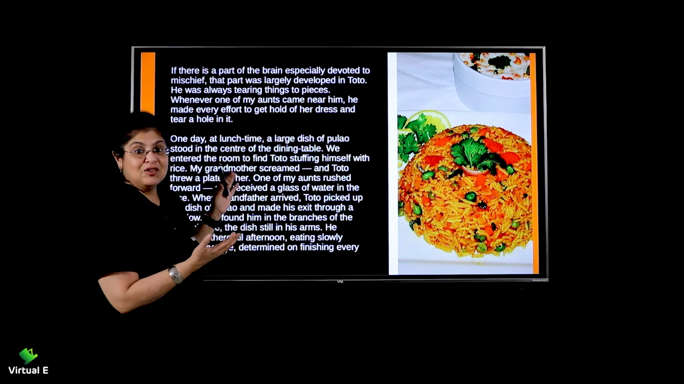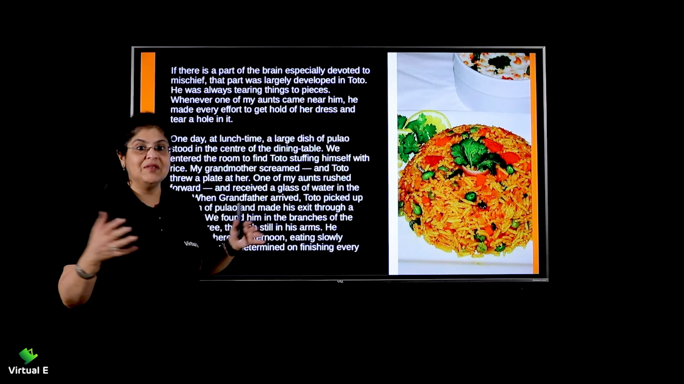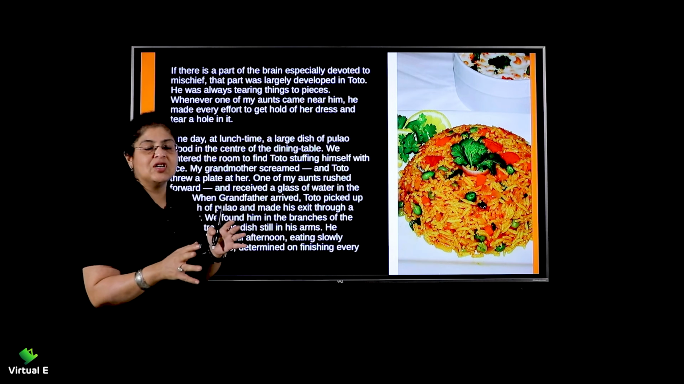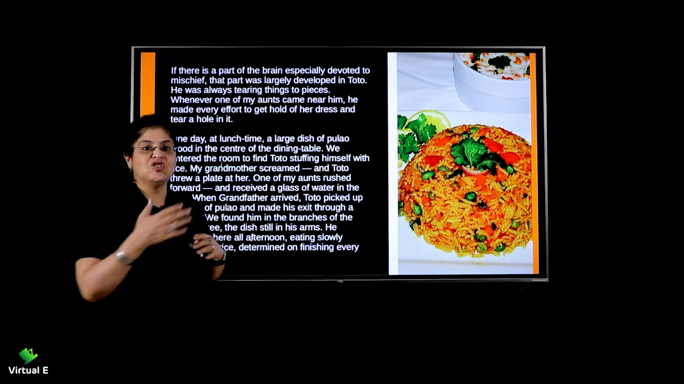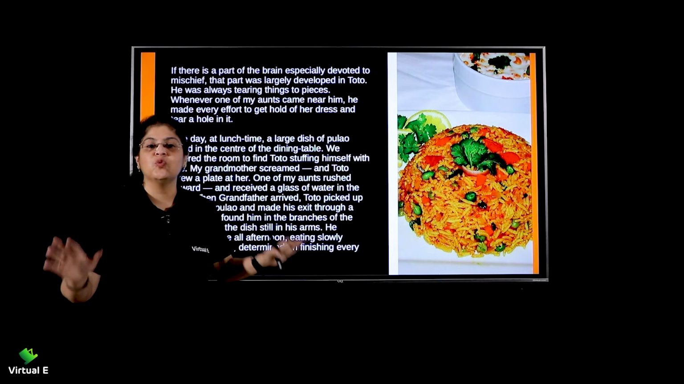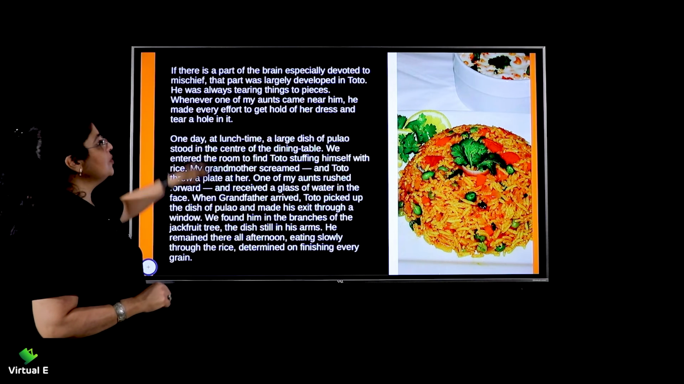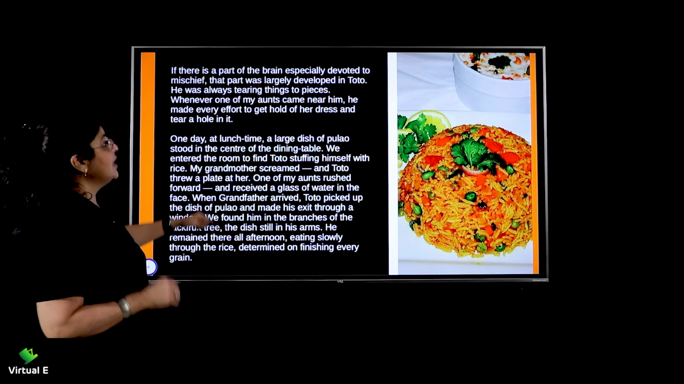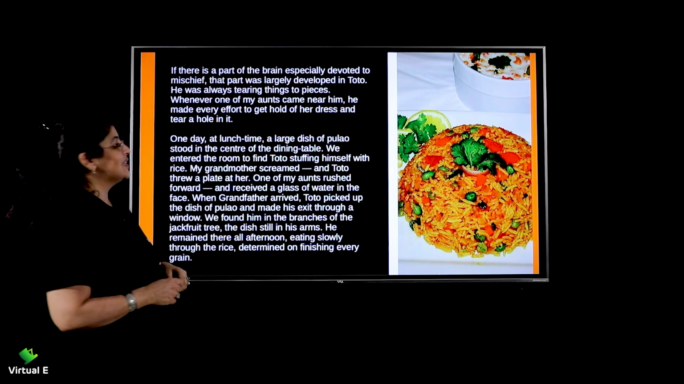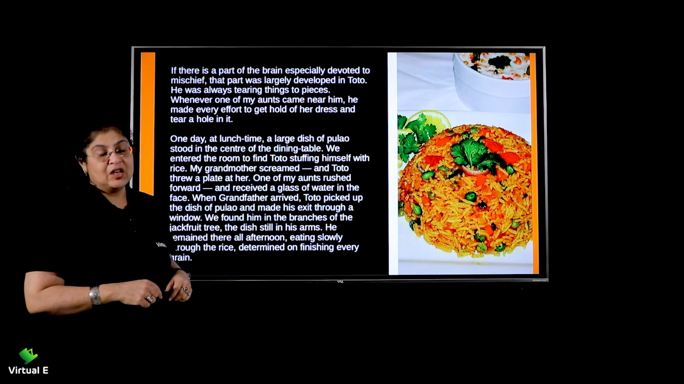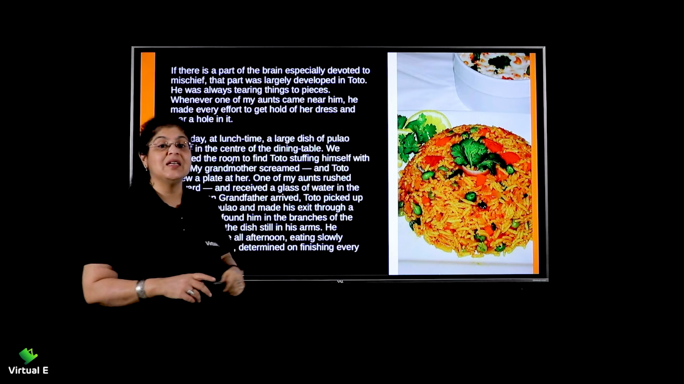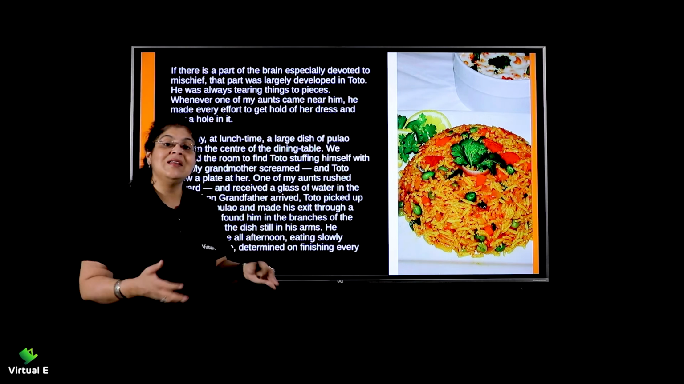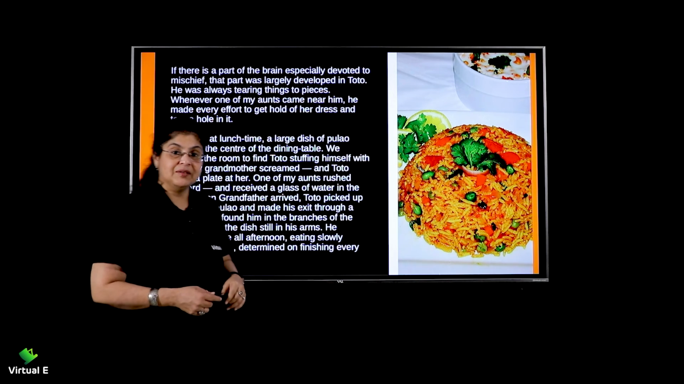Of course, looking at the number of mischiefs that he has gone through or whatever he has done, obviously that part of the brain which does the mischief, or rather instructs him to do the mischief, is highly and super active. He was always tearing things to pieces. Whenever one of my aunts came near him, he made every effort to get hold of her dress and tear a hole in it. So now you see, now this is not pleasing. Now definitely this had become destructive. It was risky. He could have done anything to anyone because he wasn't aware.